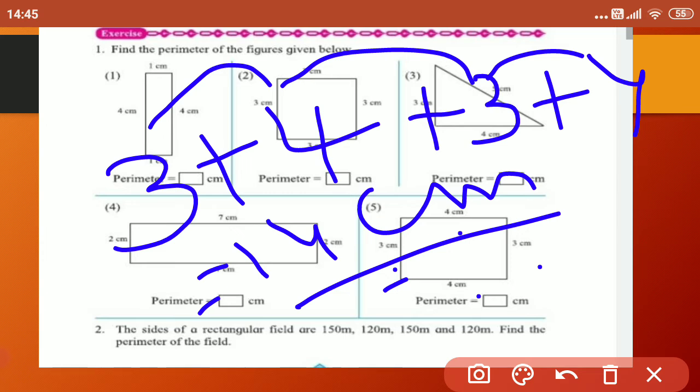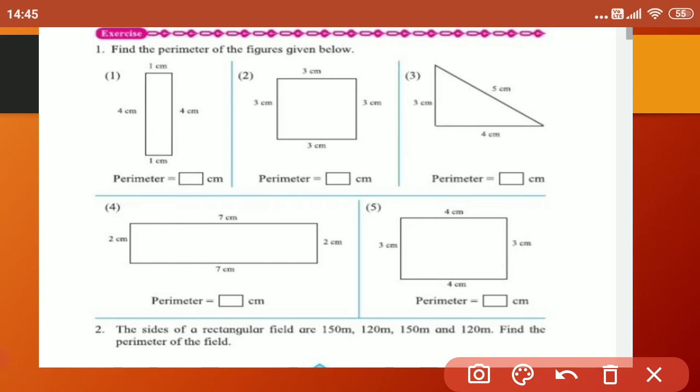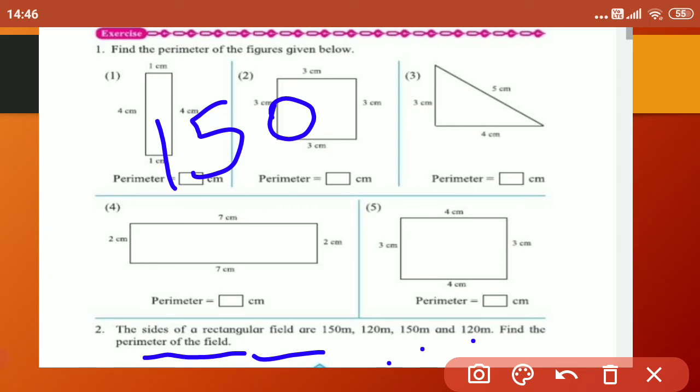Got it now? So here you have to write 14 centimeter. Now next question. The size of a rectangular field is 150, 120, 150 and 120. Find the perimeter of the field. Very easy. You have to add all of it.